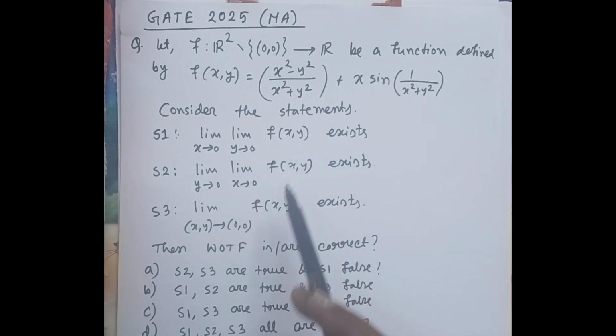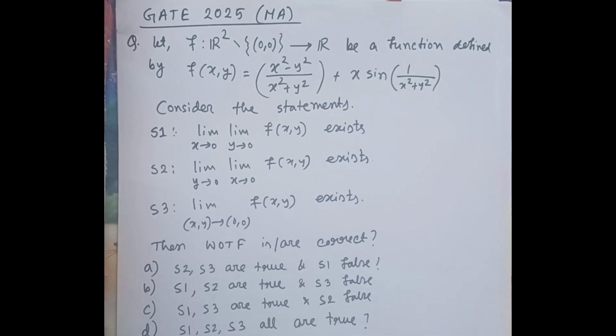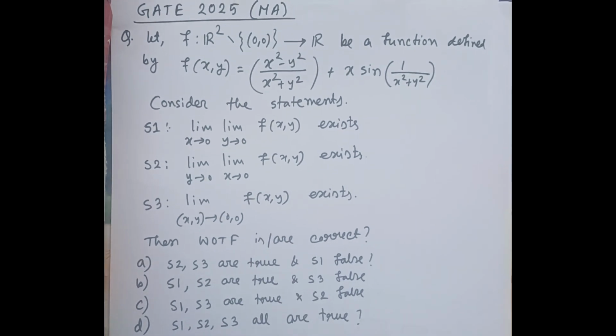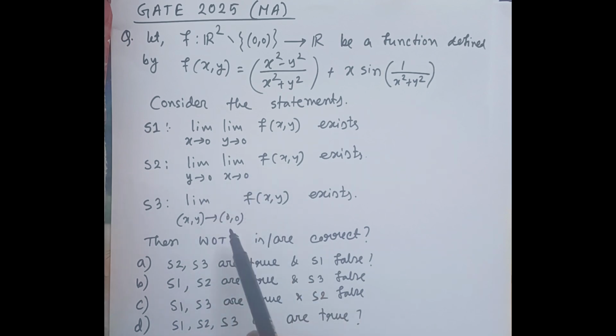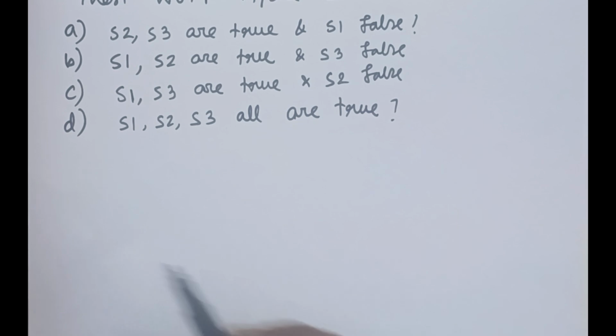Statement 1 is limit x tends to 0, limit y tends to 0, f(x,y). Statement 2 is limit y tends to 0, limit x tends to 0, f(x,y), and statement 3 is the simultaneous limit (x,y) tends to (0,0). So now we will check which of statement 1, statement 2 and statement 3 is correct. Let's start the solution.